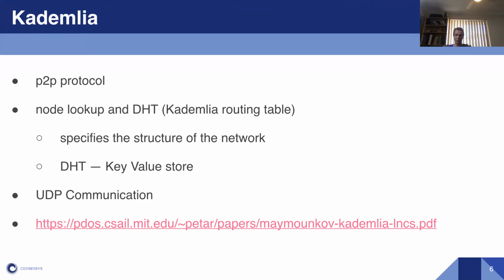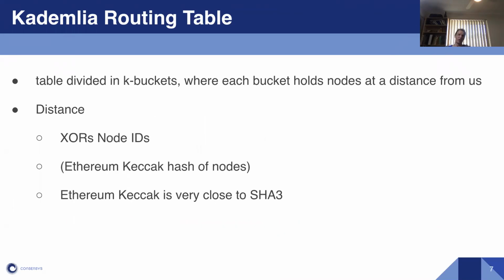So one of the important things when thinking about Kademlia in terms of Ethereum is that it uses the routing table part. We don't actually use the key value store part of Kademlia in Ethereum. The routing table is divided into buckets, where each bucket holds nodes at a distance from the current node. The distance of nodes is not actually related to how close they are in the network at all. It's related to trying to spread things out and getting a wide coverage.